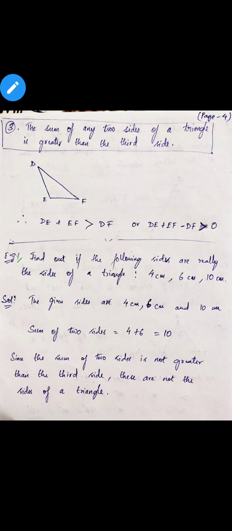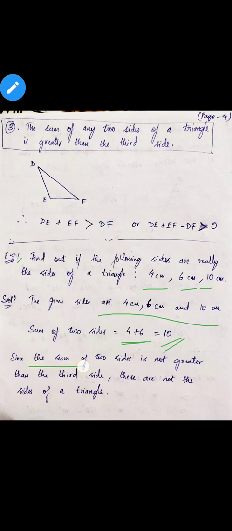Find out if the following sides are really the sides of a triangle: 4 centimeter, 6 centimeter, and 10 centimeter. These are the given sides. We will write this down. The sum of two sides: we'll write 4 plus 6, which is equal to 10.